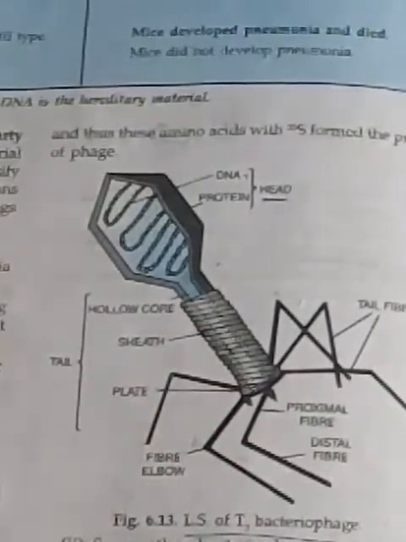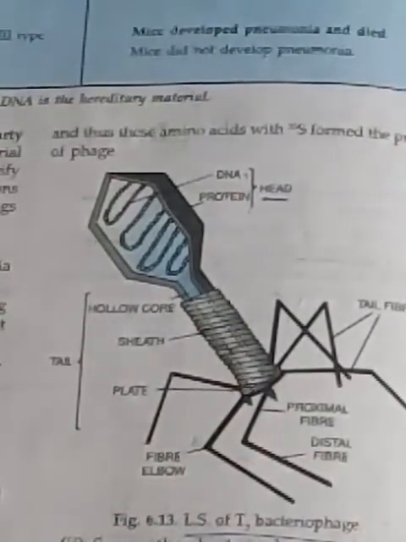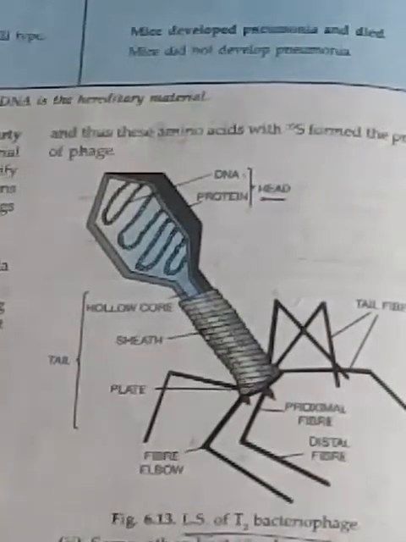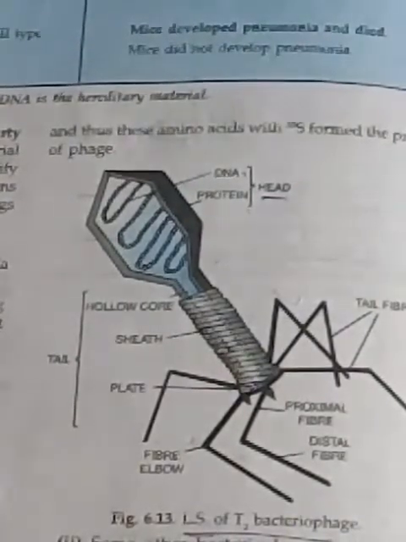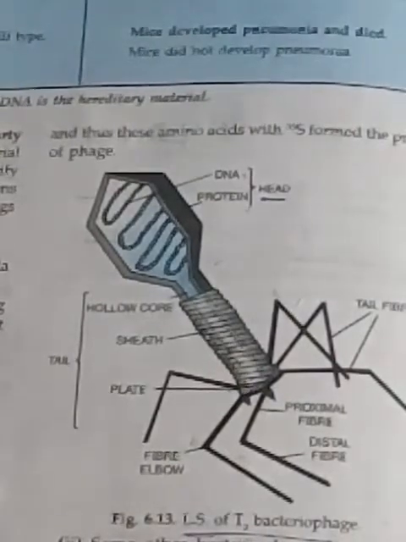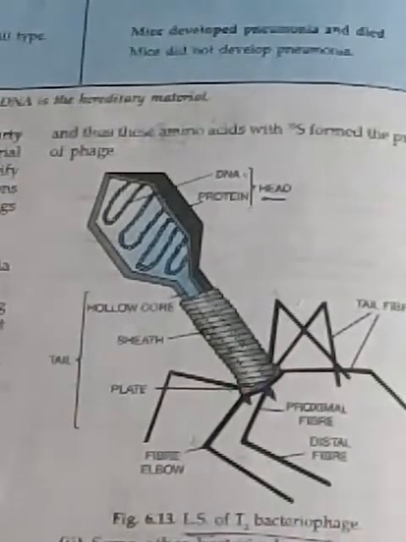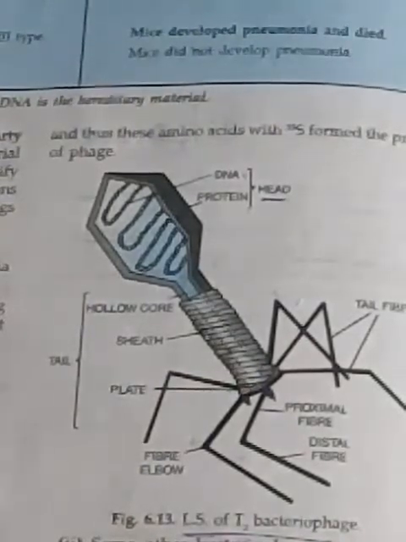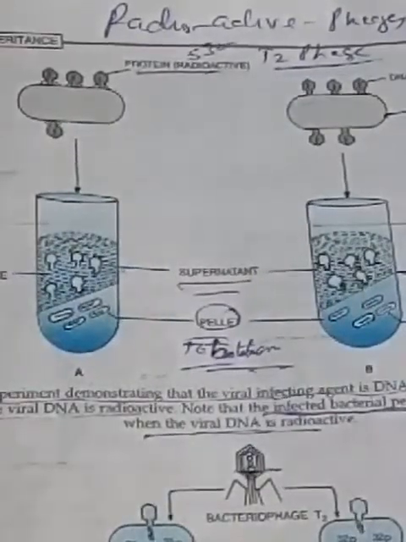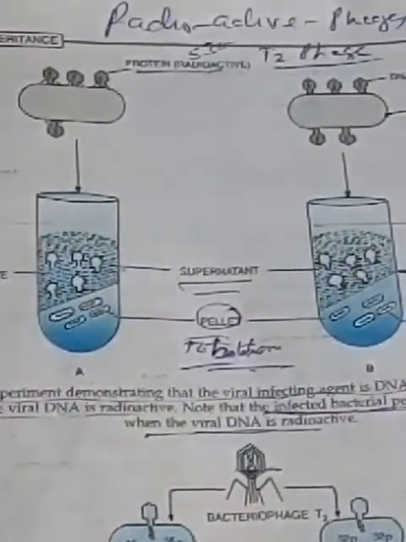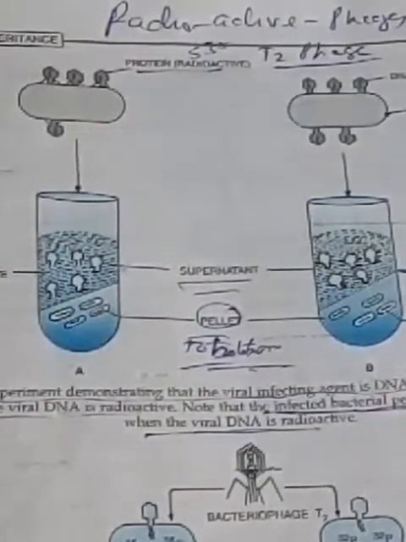What did he do? He did an experiment with the T2 bacteriophage. This is called a bacteriophage. He made the experiment with E. coli bacteria. He infected the E. coli. This diagram shows that he proved that DNA is the genetic material.